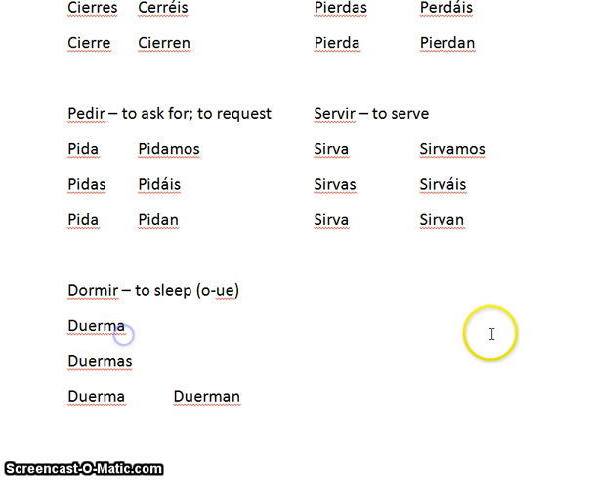Okay, so let's look at nosotros, vosotros. Remember I said lose the second vowel. So in the O to UE stem changer, you're going to lose the E. So you would come out with durmamos. See what we did there? And then for vosotros, you would say durmáis. There you go, okay?